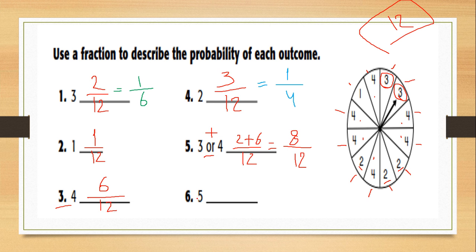Okay, the last question here, what's the probability of getting number 5? Do we have a 5 here in this circle? We don't have, so that's impossible, so that will be 0. We don't have 5, so it's 0.